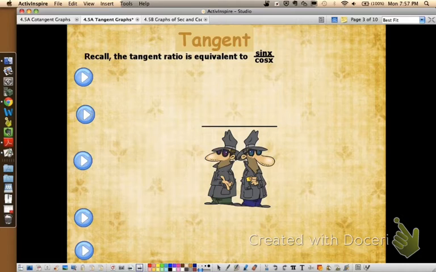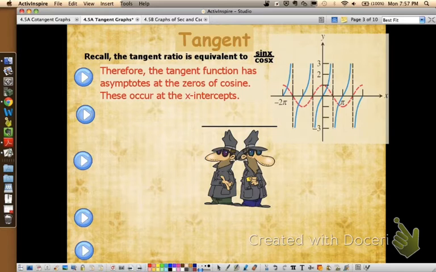We know that the tangent ratio is equivalent to sine x over cosine x. And so as a result of that, wherever the cosine x is equal to 0, that's where we're going to have an asymptote. So as we look at this red graph right here, we can see that we have asymptotes where we have every 0 of that function. Those two asymptotes that are closest to the origin are at negative pi over 2 and pi over 2.